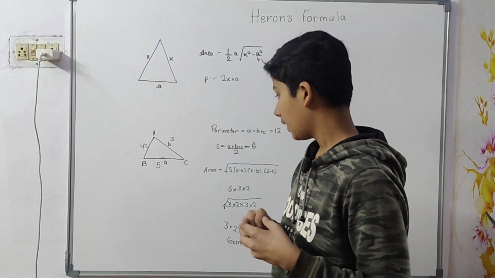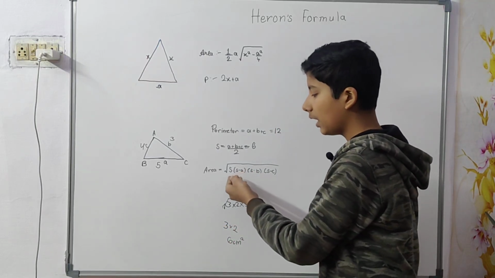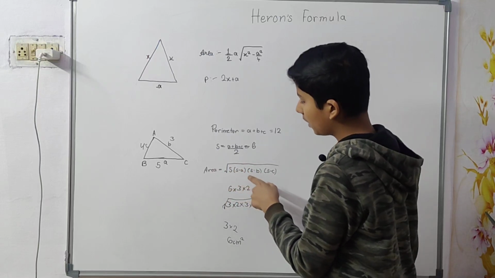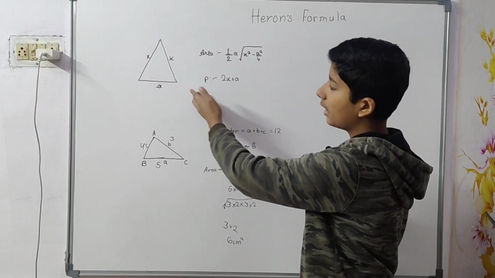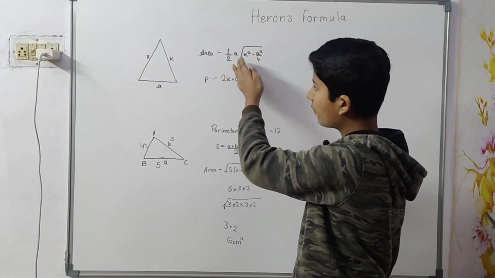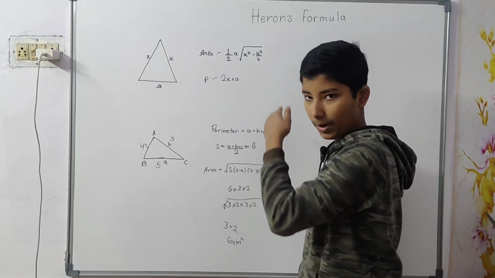Okay, so you have to find like this using the formula root S into S minus A into S minus B into S minus C. Okay, and in this one the area is half A root X square minus A square by 4.